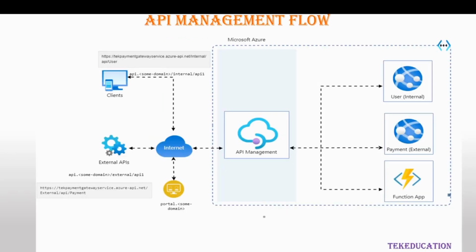As part of the demo, we'll be simulating the payment processing service use case, which we discussed in the previous video. We will create two APIs. One is user, which will be used by internal users. The second API is payment. This will be used by external users for payment processing. And we will add these APIs in APIM.